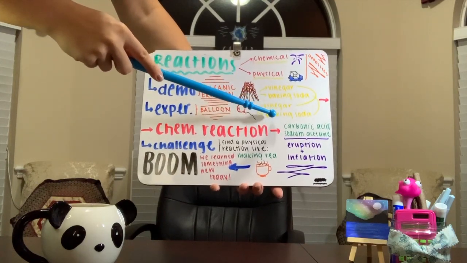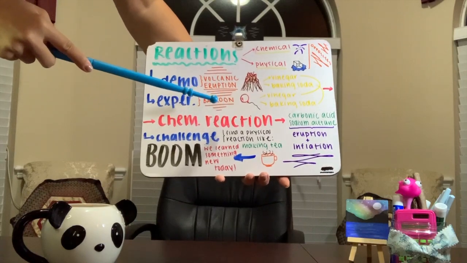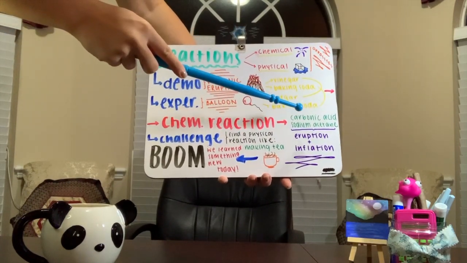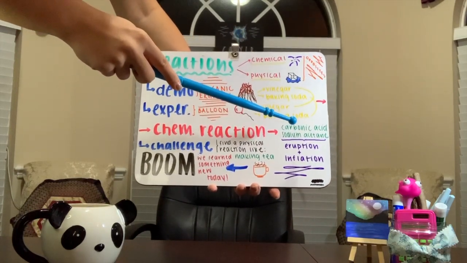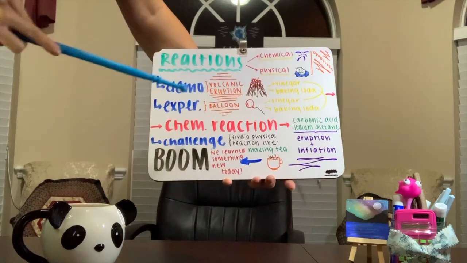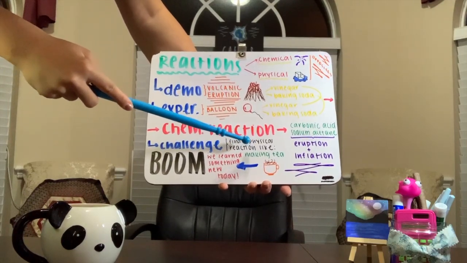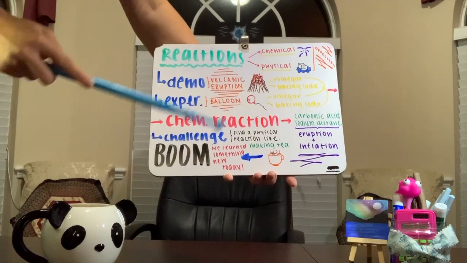We also used vinegar and baking soda for our experiment when we watched a balloon inflate by itself. These were chemical reactions created from byproducts of carbonic acid and sodium acetate. These two byproducts created an eruption and an inflation in our demo and experiment. Our challenge for today is to find a physical reaction, like making tea in our daily life. Boom, we learned something new today.